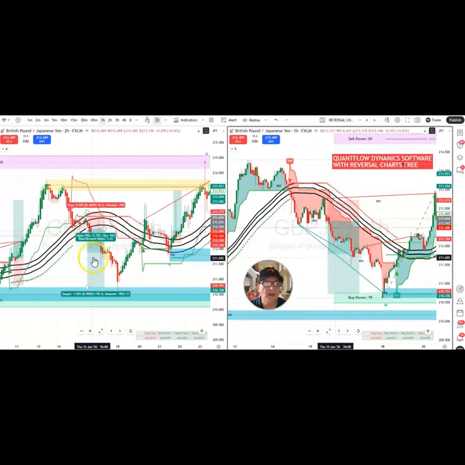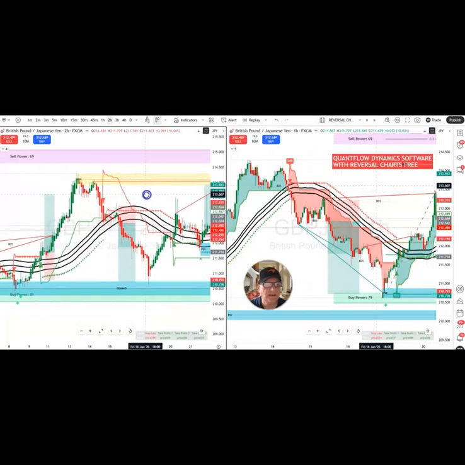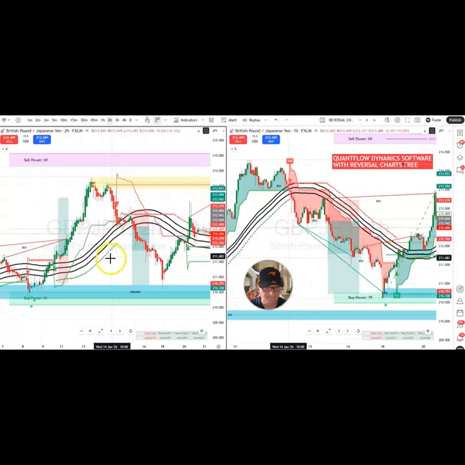So let's go through it. So this is the pound yen. Whenever the price moves above the 50, then we are looking for buys only. And we want to see both charts in tandem, don't we? So in other words, I want to see that the 2-hour chart agrees with the 1-hour chart.